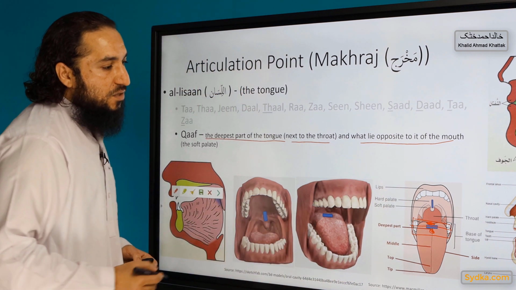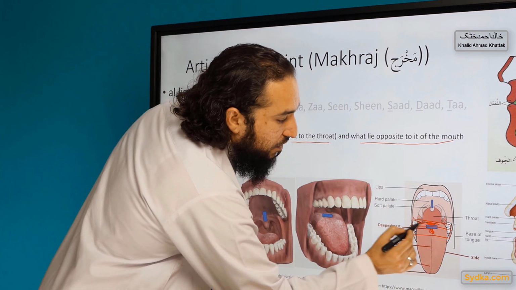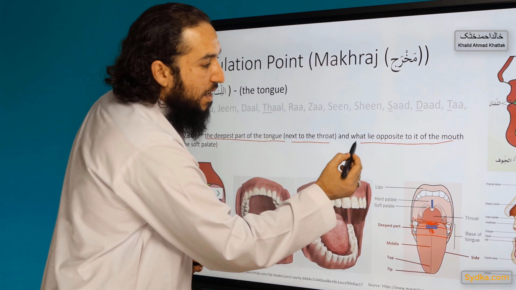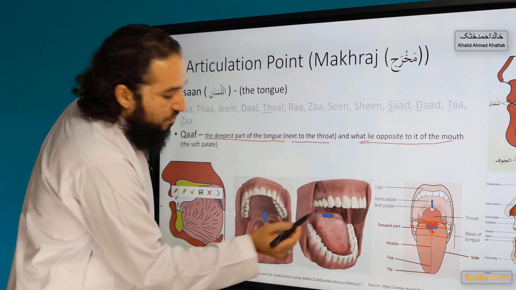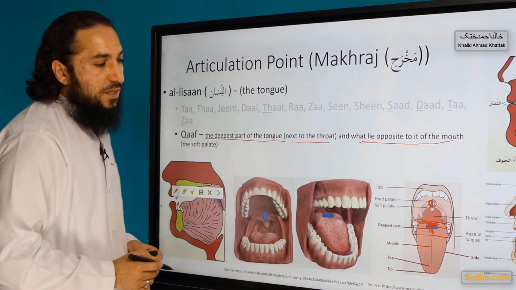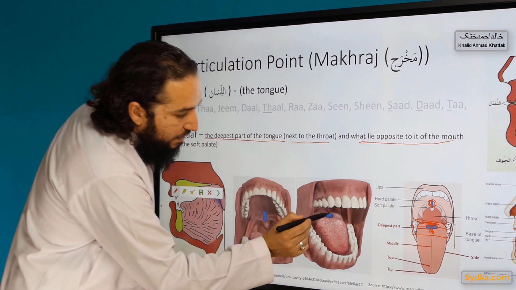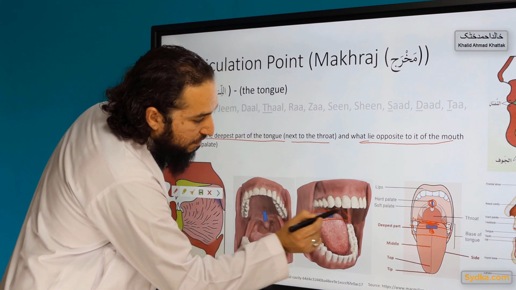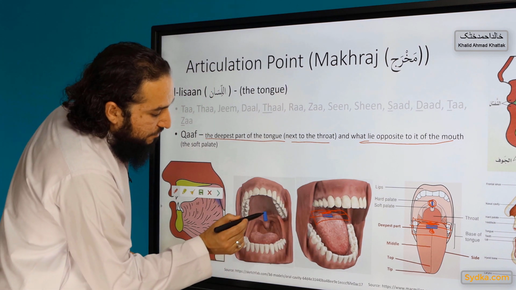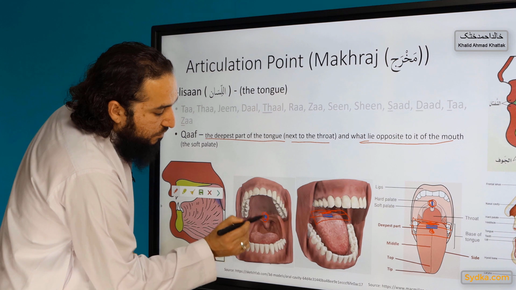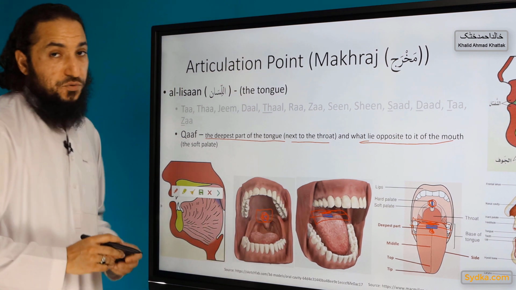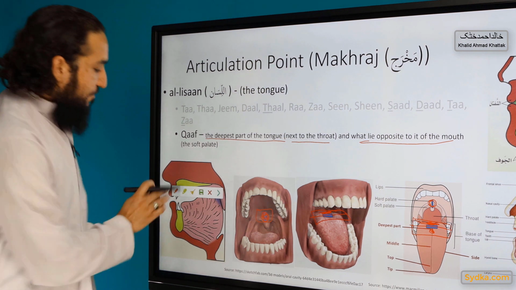We will discuss that in the next session. So this is the deepest part of the tongue, nearest to the throat, and what lies opposite to it is the soft palate. Here again, make a half of this part of the tongue, and what is opposite to it of the mouth, that's the soft palate. So that's the articulation point for qaf.